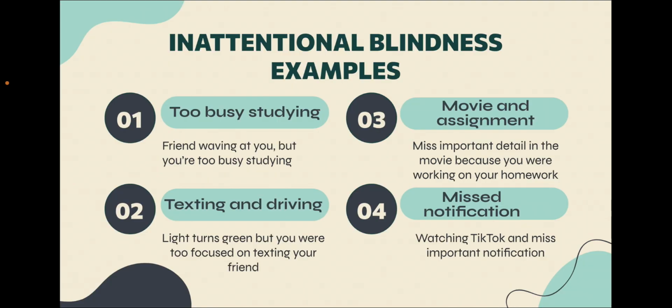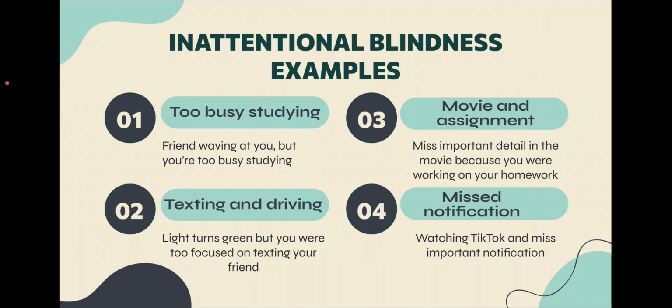So I have some examples of inattentional blindness now to demonstrate how it's different from change blindness. So in example 1, you're so focused on studying for your final that you don't notice that your friend is like aggressively waving at you from across the room. In example 2, imagine you are texting your friend, you're stopped at a red light, and you don't notice that the light actually turned green, and like people have to honk at you and stuff. In example 3, you miss an important detail in the movie you're watching because you were also working on your homework at the same time.